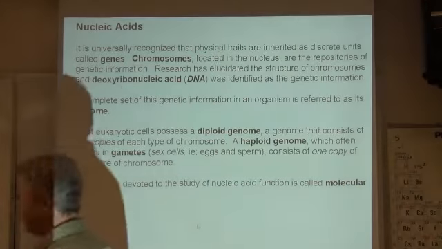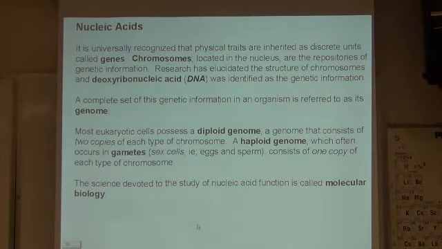Last unit, nucleic acids. We know these as DNA and RNA. It's recognized that physical traits are inherited as genes, and the genes are located on chromosomes. And when you're talking about a complete set, the entire set of genetic information, we refer to that as the human genome. And you'll hear me use that term frequently.